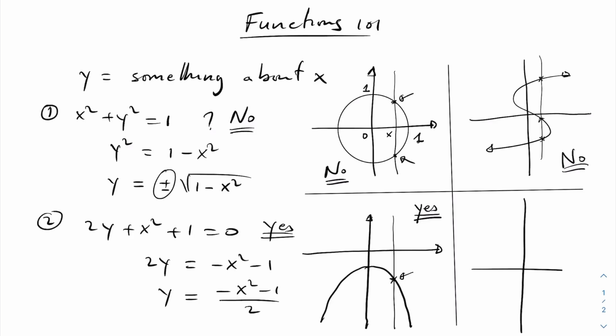If I were to rotate this particular graph, I would get something that looks more like this. As you can see, for this new graph that we've gotten, any vertical line that is drawn on the plane would only intersect with this graph at exactly one point. And so this graph does represent a function.